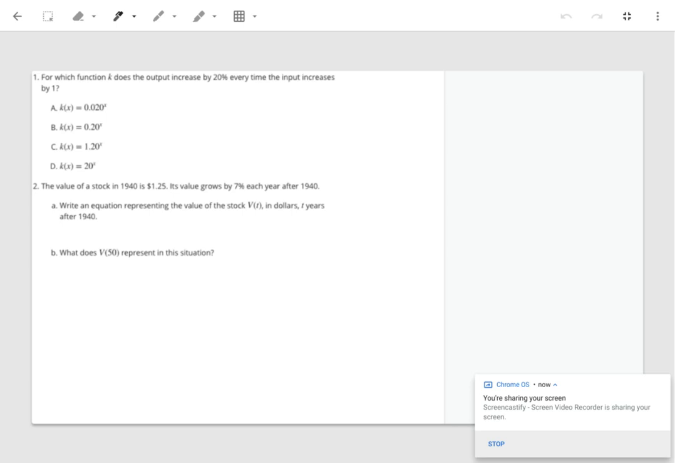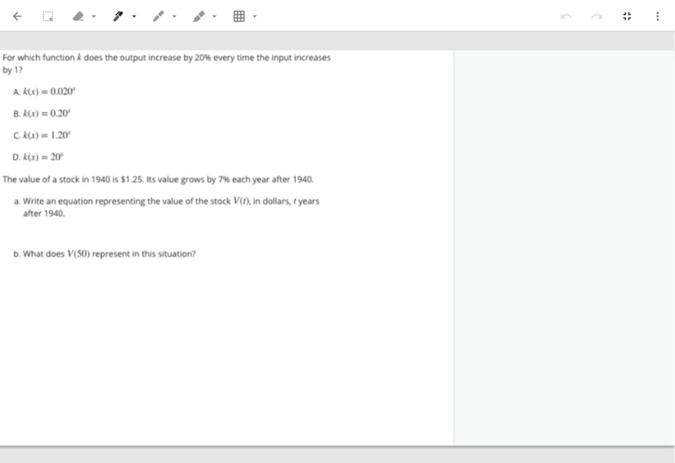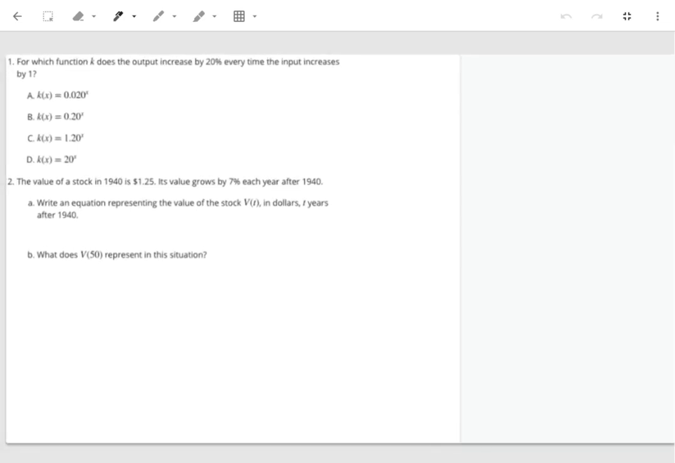Okay, so let's go over the pre-assessment for Unit 4. Before we actually answer the questions, you've probably figured out already that most of this Unit 4 is on exponential growth and decay, which has to do with exponential functions.